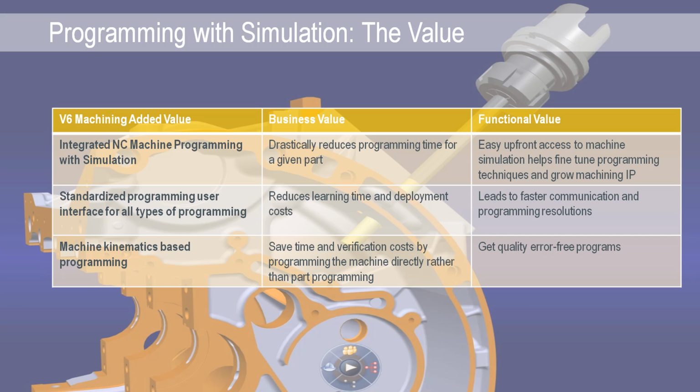Machine kinematics based programming. Now this saves time and verification costs by programming the machine directly rather than part programming. So the toolpaths that are generated with Delmia V6 machining, they consider the machine kinematics. In a way, the machine travel limits are checked when the toolpaths are being defined, so it's more intelligent. And the functional value is that you get quality error-free programs every time. Again, the programmers will have extra time to work on newer strategies and so on.